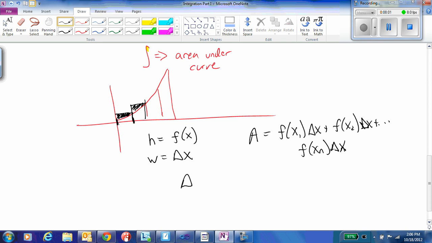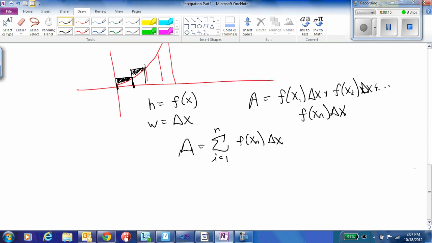So the area beneath that curve can be represented as the sum for i equals 1 to n of f of x sub i times delta x. And if I did 10,000 rectangles in that area, each little tiny step would be very small. Delta x would be very small. And I could actually get a pretty good representation of what the area under the curve is. This is, in a way, one of the ways that computers are used to calculate those areas.